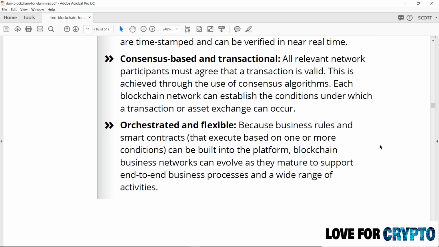It's orchestrated and flexible because business rules and smart contracts that execute based on one or more conditions can be built into the platform. Blockchain business networks can evolve as they mature to support end-to-end business processes and a wide range of activities.